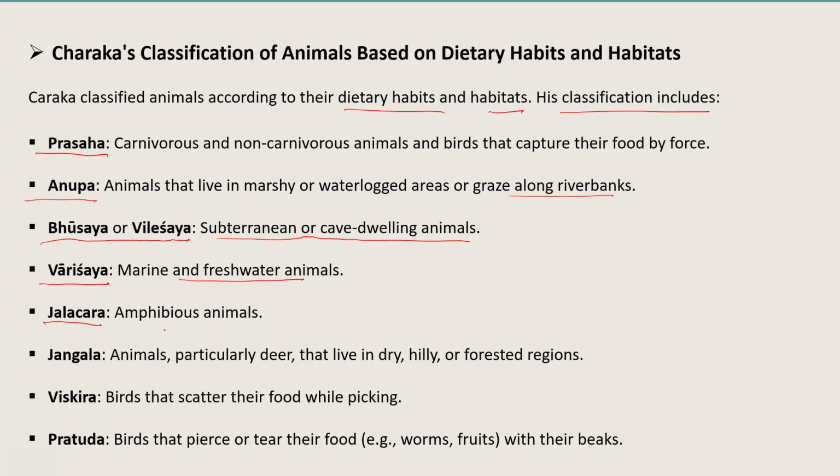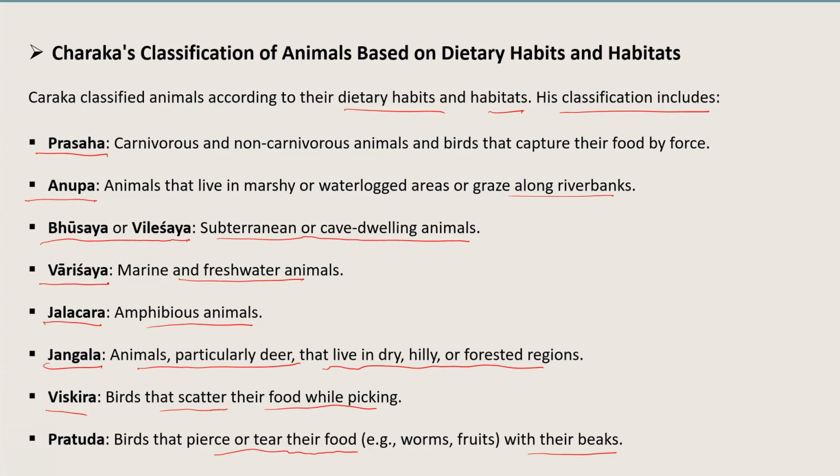Jalkara, amphibious animals. Jangal, animals, particularly deer, that live in dry, hilly or forested regions. Viskir, birds that scatter their food while picking. And Pratuda, birds that pierce or tear their food with their beaks, for instance worms and fruits.